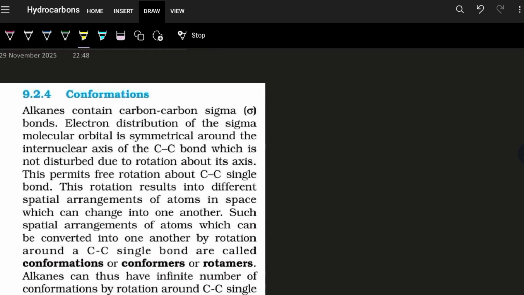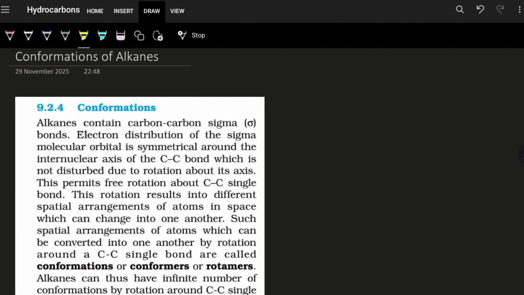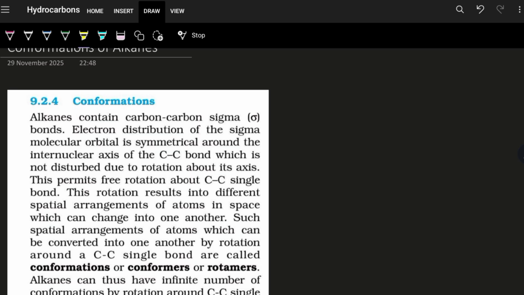Today's topic is conformations of alkanes. First we need to know what is conformation. It is the three-dimensional arrangement, or the different spatial arrangement, of atoms in space.